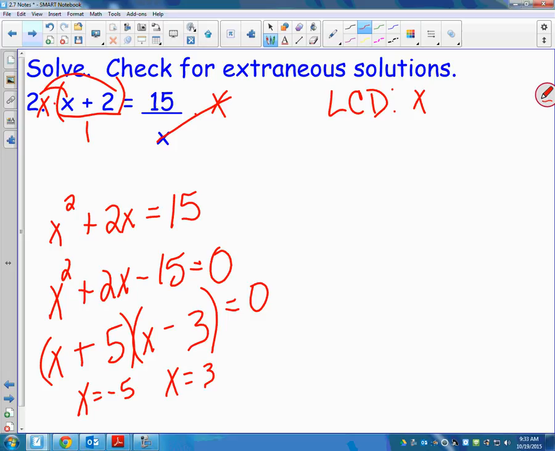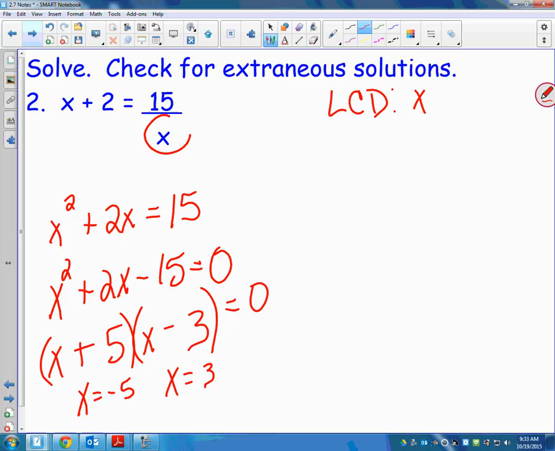You can always check your solutions. I'm kind of bad and I don't always check my solutions. What I do check is I make sure that neither of those solutions give me an extraneous solution up there. An extraneous solution means when you plug it in, you get 0 in the denominator or you get a negative under a radical. And it's really easy to check.